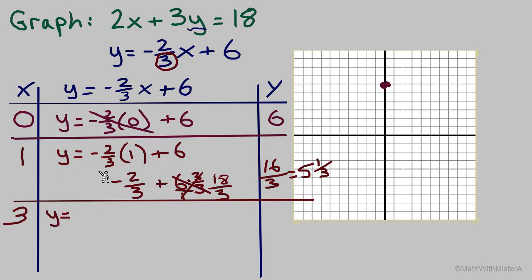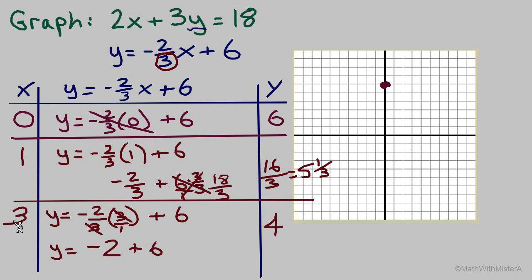So putting 3 in place of x, y equals negative 2 over 3 times 3 plus 6. Now you want to pay attention to how we are evenly dividing. The 3 that we put in place of x, the whole number 3, is like a 3 over 1. So we can see that this multiplication will leave us with just a negative 2 over 1, or negative 2, plus 6. And negative 2 plus 6 equals 4. So there's a nice integer ordered pair, 3, 4.